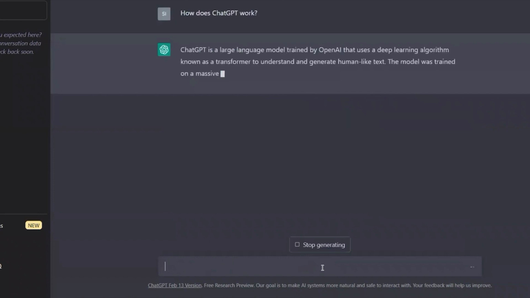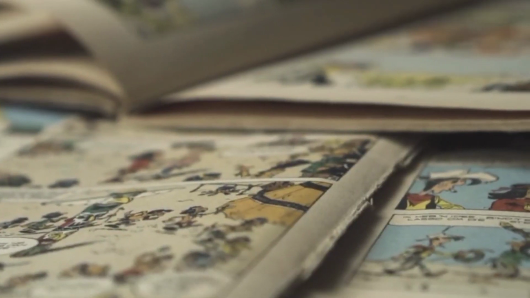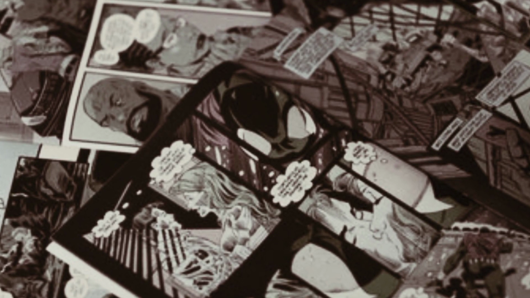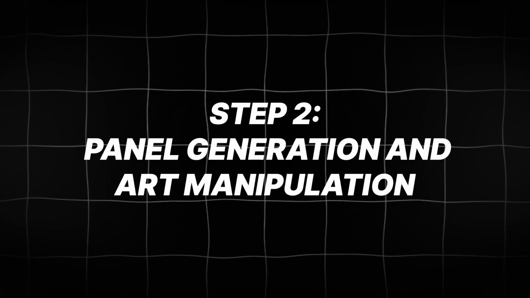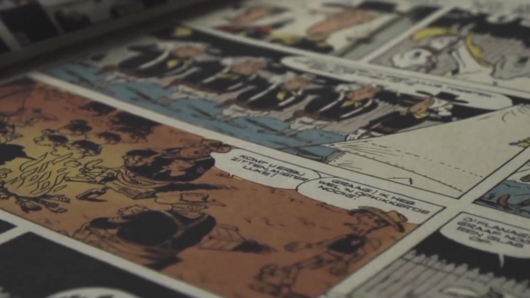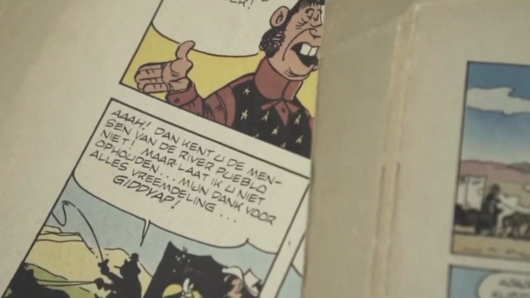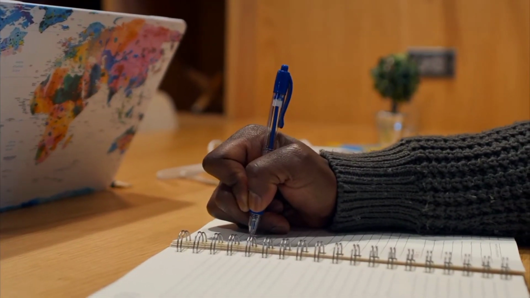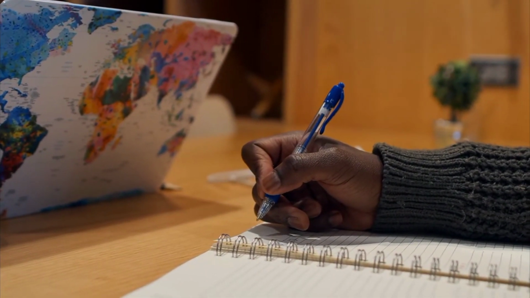Alright, let's break down step 2 of your comic creation journey, which is all about bringing your panels to life and giving them that artistic touch. This is where your story starts to visually unfold. Step 2. Panel generation and art manipulation. AI Comic Factory is purpose-built to handle the heavy lifting of panel generation. AI Comic Factory works by allowing users to describe the scenes they want in their comics using text. The application then generates comic panels based on these descriptions.